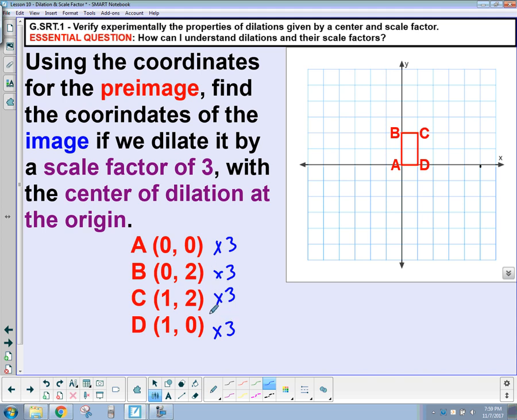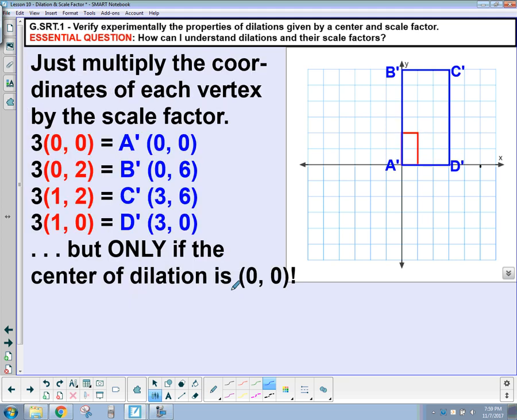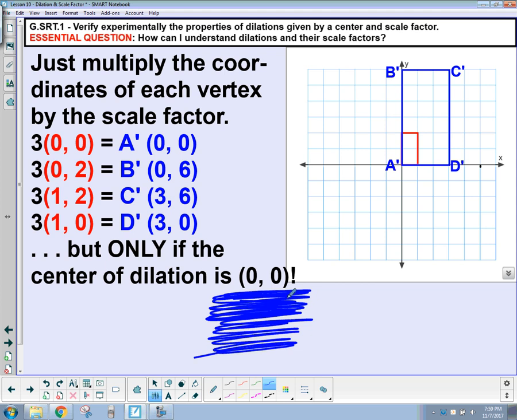See? Just multiply the coordinates of each vertex by the scale factor. We did that, but only if the center of dilation is at 0, 0. Don't confuse these properties. And again, it did get bigger because our scale factor was 3. And if it was less than 1, it should get smaller. Okay? So, here's a new example.